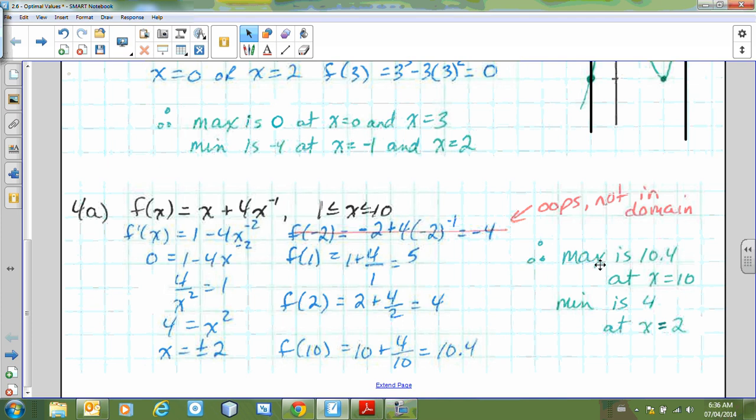Again, we didn't draw the graph here because we don't have to. The rules are that the endpoints can be maximums and minimums, the zero slopes can be maximums and minimums, and there are no other possibilities. So when I look at the values, 4 is clearly the smallest, 10.4 is clearly the biggest, and I'm done.